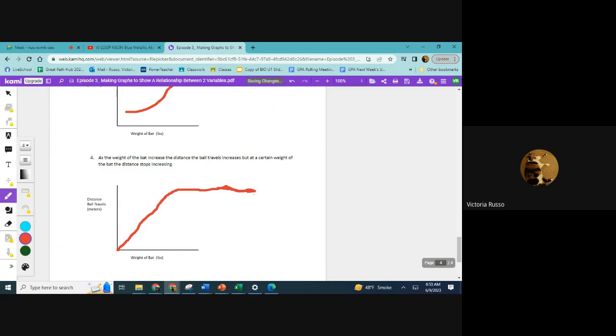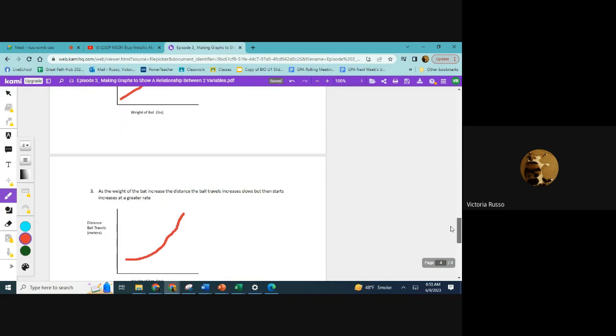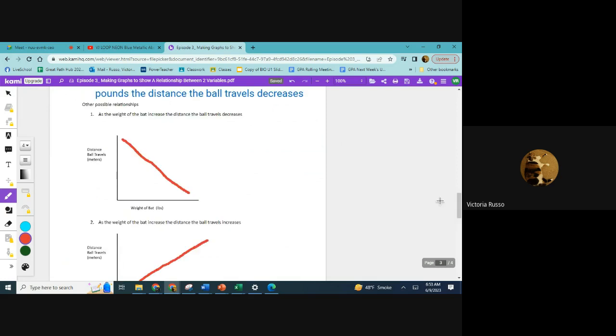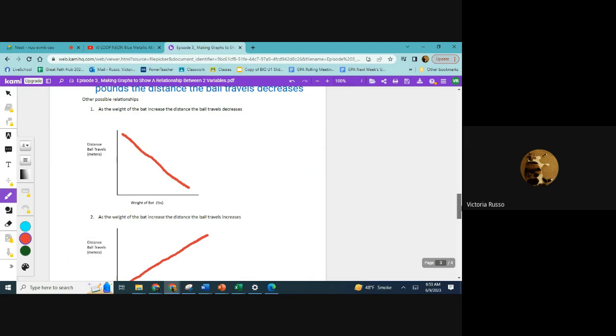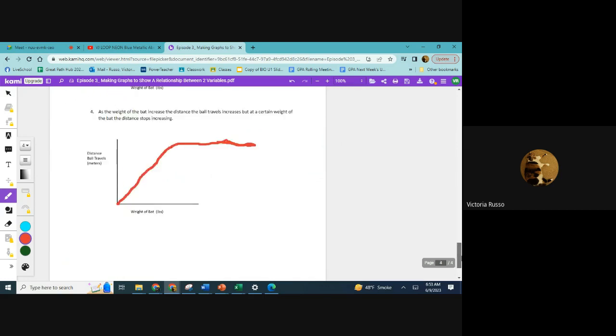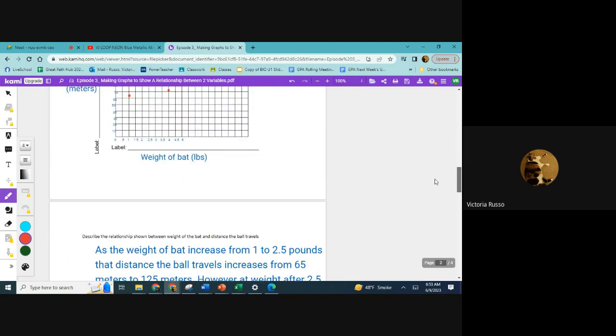So again, these are various relationships that could be shown on a graph. This is probably the most confusing one because as the weight of the bat increases, the distance the ball travels decreases. So you have to start high and go down. But again, in your science classes, you guys will be practicing seeing these relationships between variables.